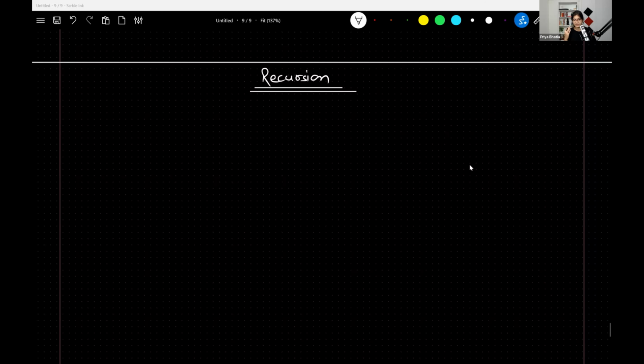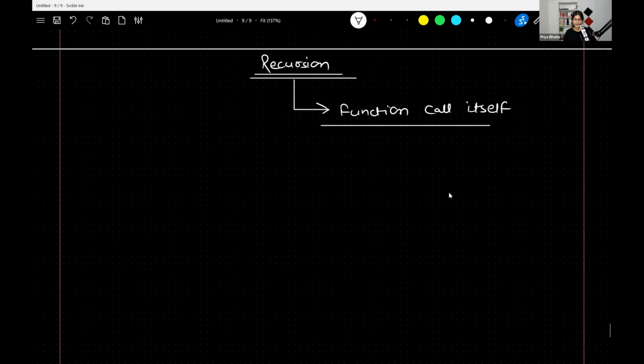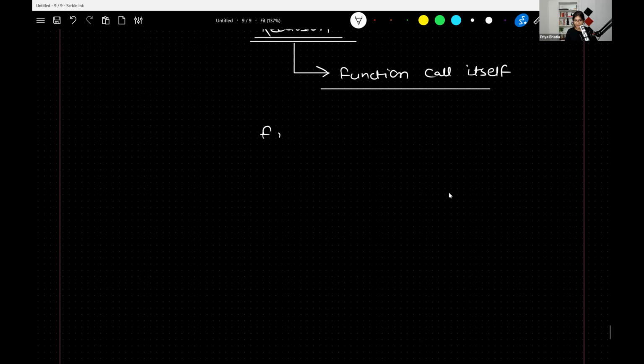Very important concept. What is recursion all about? As the name itself suggests, recursion. When a function calls itself in its function definition, that is something you can call recursion. For a very simple example, let's take the factorial of a given number.